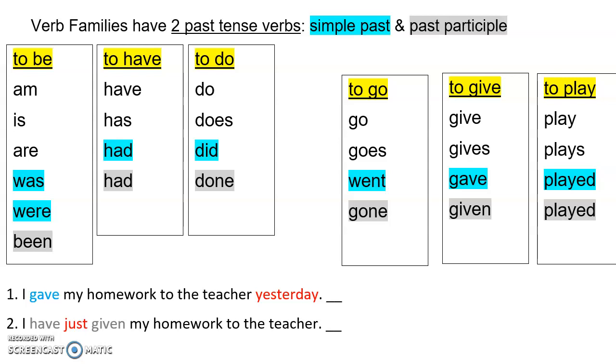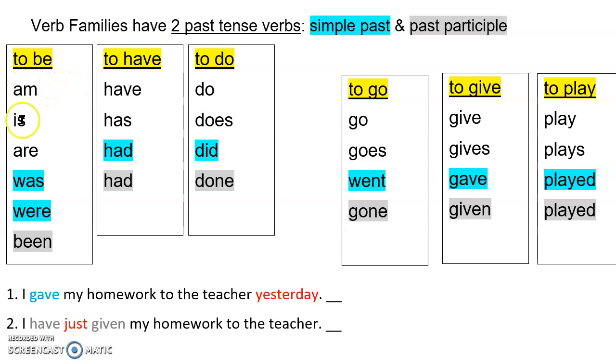This week we looked at past tense verbs in English. Verb families have two past tense verbs. One is called the simple past and the second is called the past participle. So here we can see 6 verb families: to be verb family, to have verb family, and to do verb family, and to go, to give, and to play.